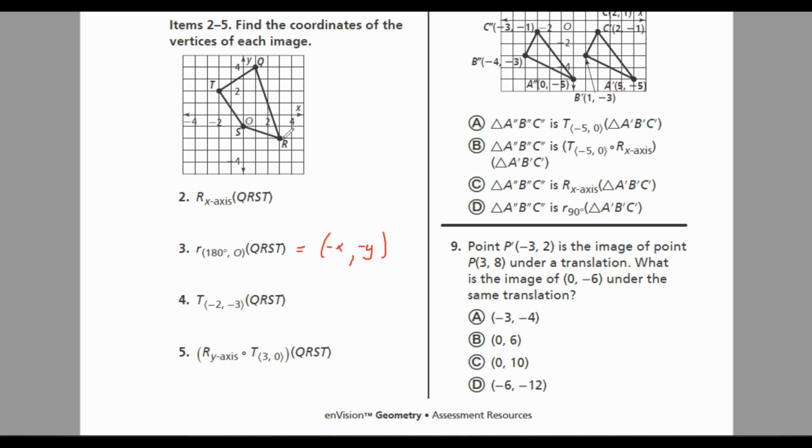And then for each of these, I'm just going to take whatever their points are and negate them. So this is 3, -2. To rotate this 180 degrees, I'm going to end up at -3, +2. So this is my origin. So I'm going to go 1, 2, 3, 1, 2.